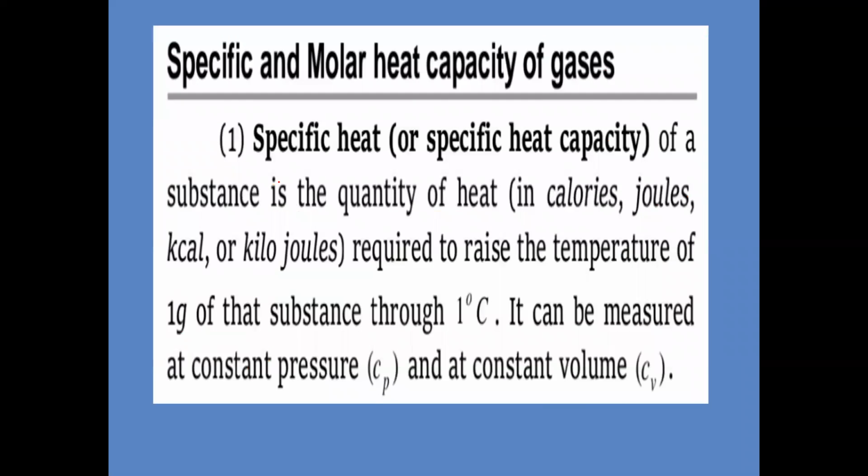Next, specific and molar heat capacity. So here, specific heat capacity or molar heat capacity. First one is specific heat, or specific heat capacity. The specific heat of a substance is the quantity of heat, in calories, joules, kilocalories or kilojoules. Heat can be measured in any of these units.